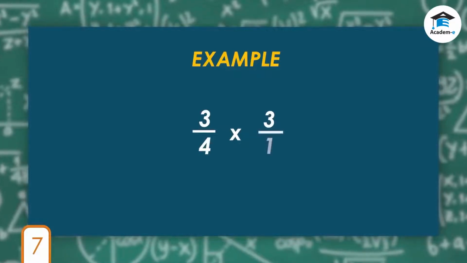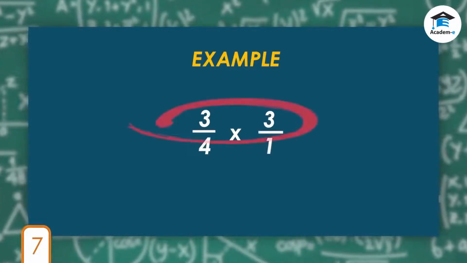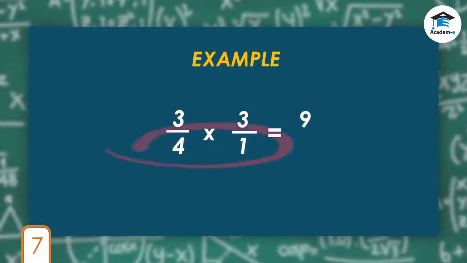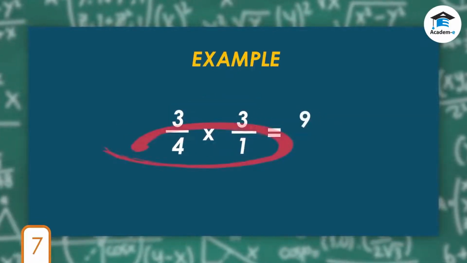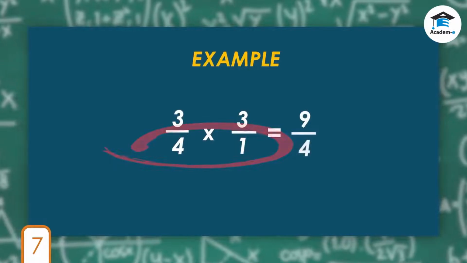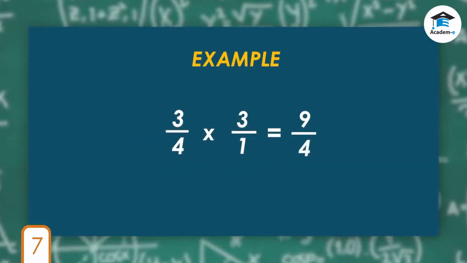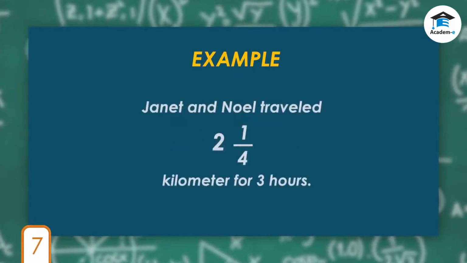It becomes 3/1. Now, multiply the numerators. 3 times 3 equals 9. Next, multiply the denominators. 4 times 1 is 4. 9/4 is an improper fraction. So let's change it to a mixed number. Janet and Noel traveled 2¼ kilometers for 3 hours.